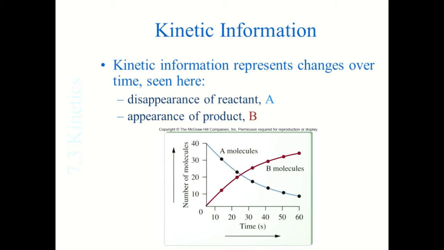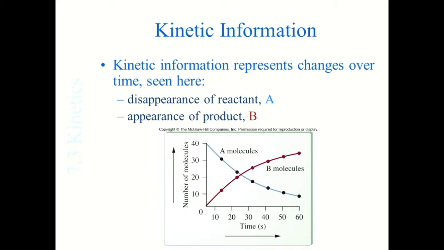A is broken down into B. So as A disappears, B is appearing, and these are going at the same rate. So they're related to each other. The rates of A and B are kind of the same. The disappearance of A is equal to the appearance of B, because this is a chemical reaction.